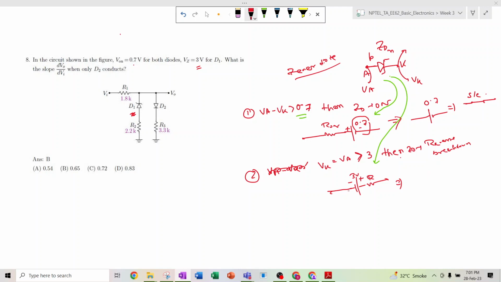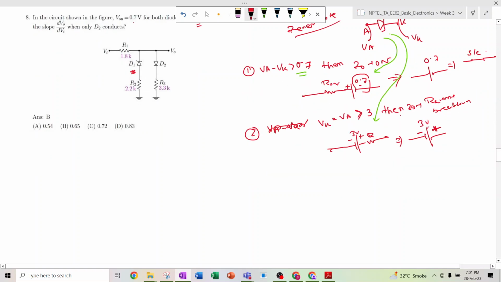When this Zener works in the breakdown region, it also has a very small amount of resistance. If we ignore this R also, then it will come like this, 3 volt. So you should apply the model according to the question, or according to the input given in the question.